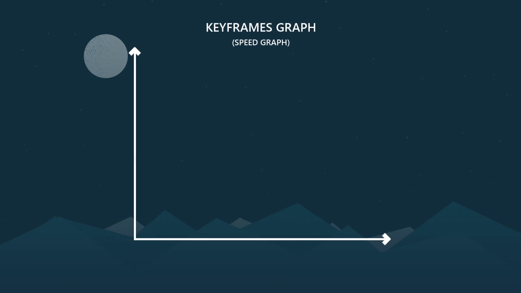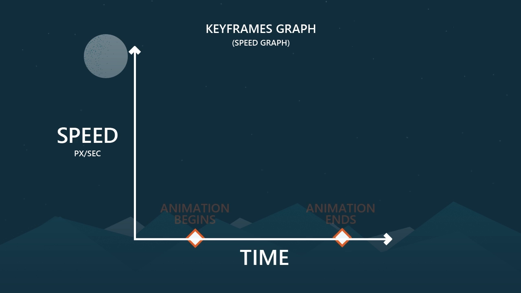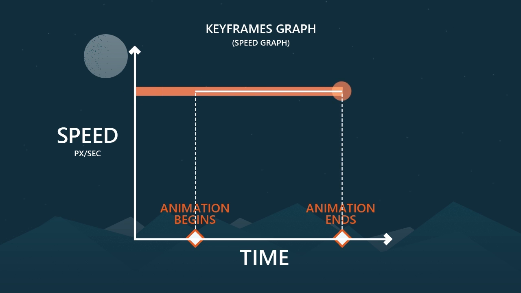We'll be using the speed graph. In the speed graph, changes in the graph height indicate changes in speed. The higher the speed value is, the faster the transition between the keyframes will be. And of course, the timeline will be represented horizontally. So when we're talking about the constant speed graph, we can see that the animation speed doesn't change from the first keyframe to the second one. It's constant during the entire time.